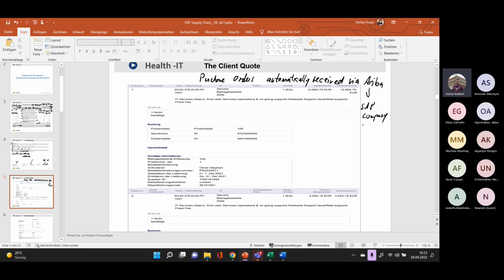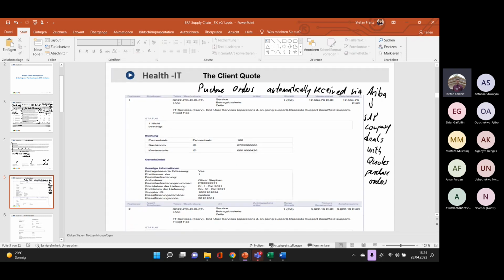This is one module in ERP, which deals with purchase orders and offers. But it's an automatic process. So there's someone on the other side who has received a quote, who then clicks via Ariba for an order.